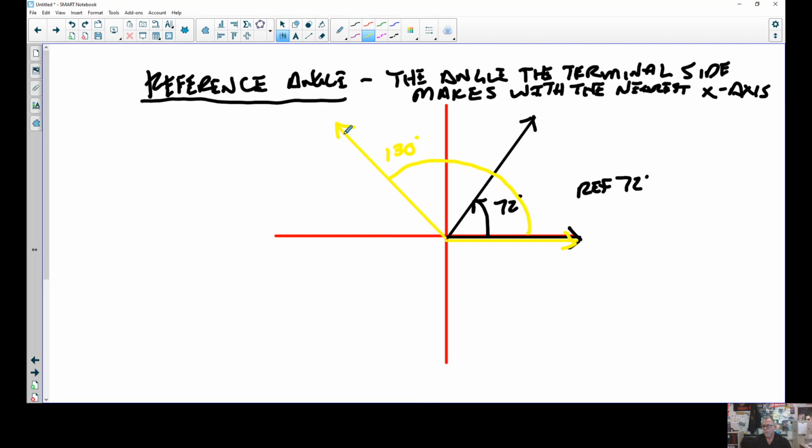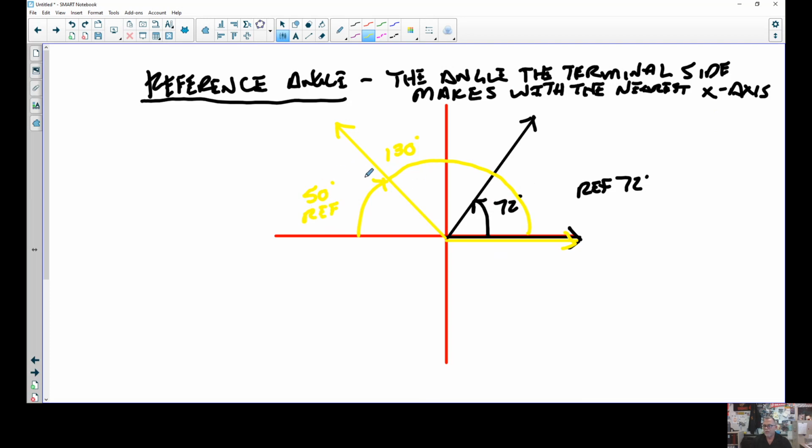All right, this angle terminates in the second quadrant. Its terminal side lies in the second quadrant. The angle it makes with the nearest x-axis, its reference angle, would be this angle. How do I figure that out? Well, we know going halfway around is 180 degrees. If I've already gone 130, then this would leave 50 degrees here. So its reference angle is 50 degrees.